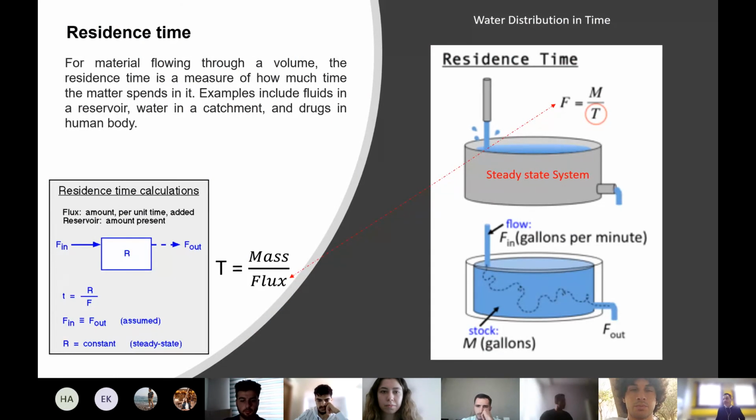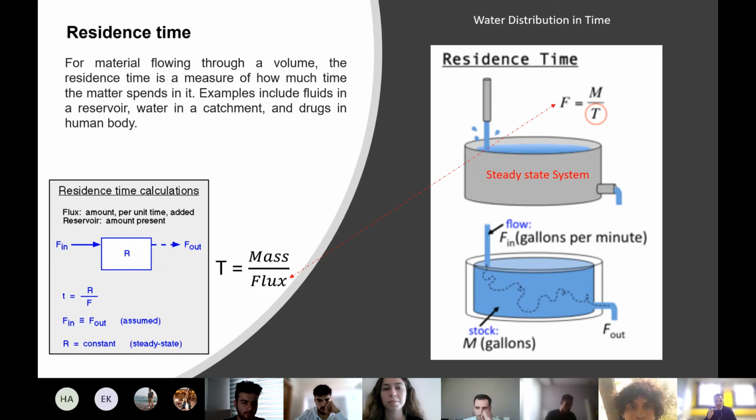So now let's talk about water distribution in time. To talk about it, we should talk about residence time. Residence time can be defined for any substance. But for material flowing through a volume, the residence time is a measure of how much time the matter spends in it. Examples include fluids in a reservoir, water in a catchment, and drugs in the human body.